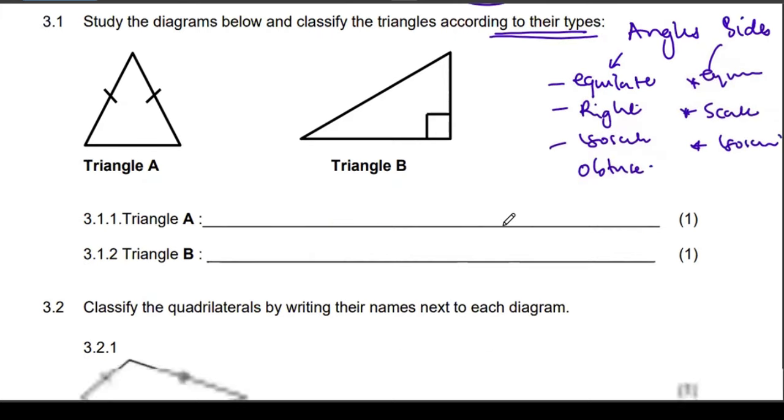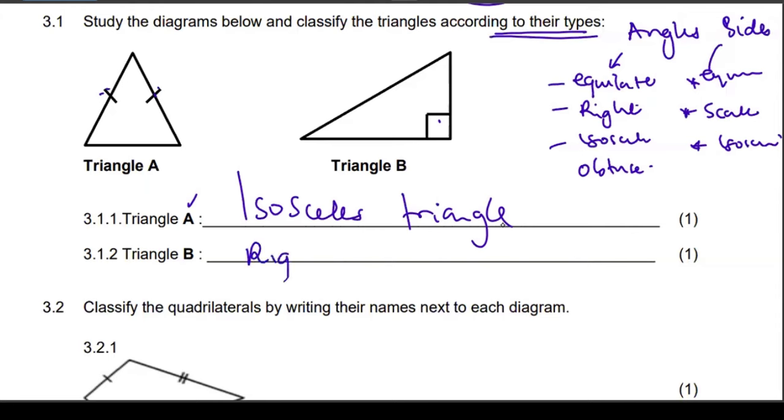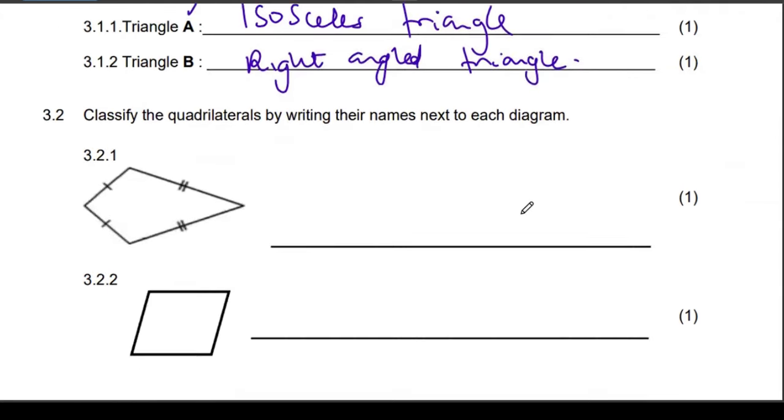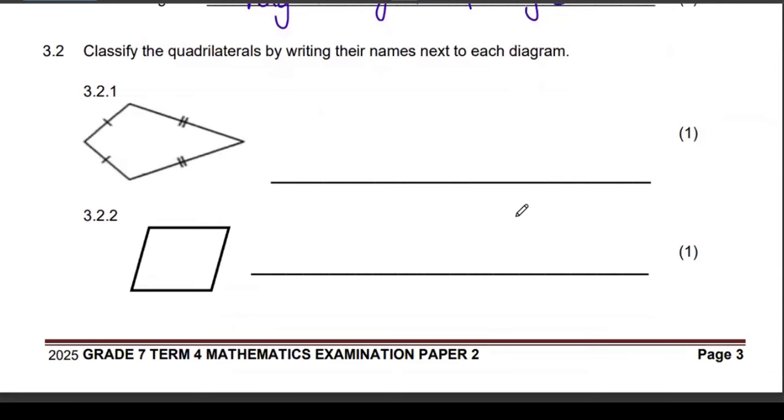So classify this. Triangle A, we're seeing that two sides are equal, so that's known as an isosceles triangle. And in this case, there's just a 90 degree. We don't care about the size because it did not mention anything. So we're going to say this is a right angled triangle. Then 3.2, classify the quadrilaterals by writing their names.